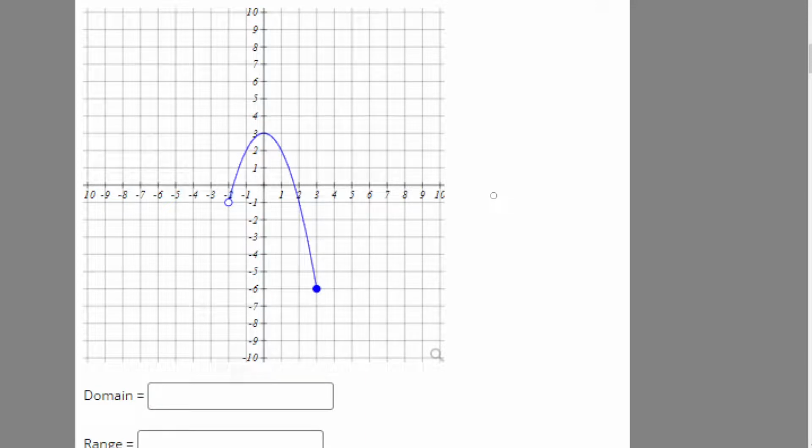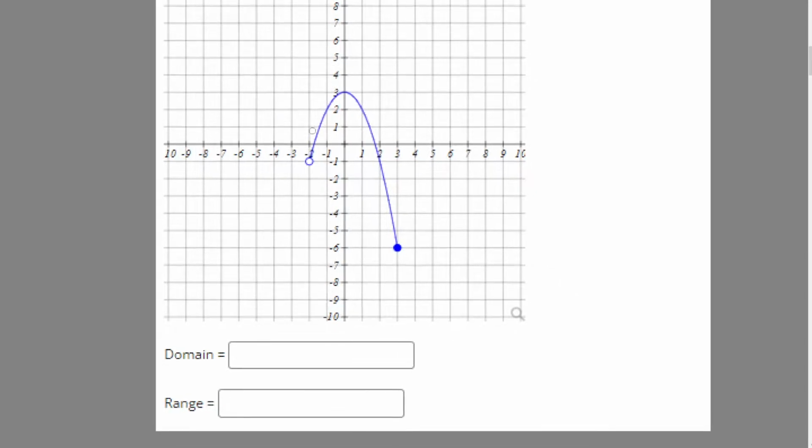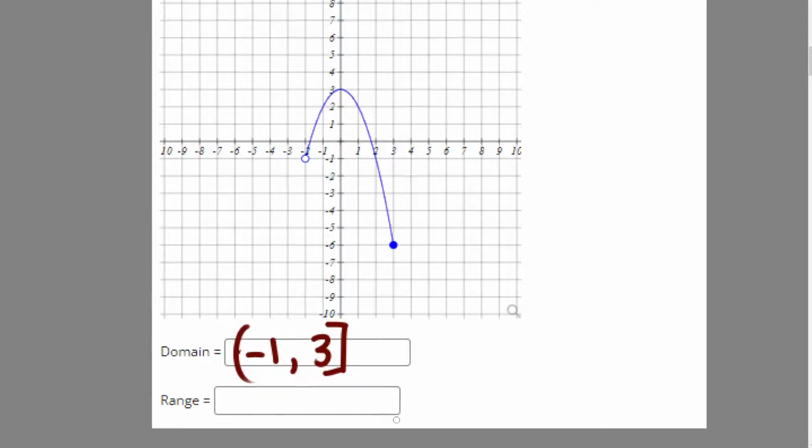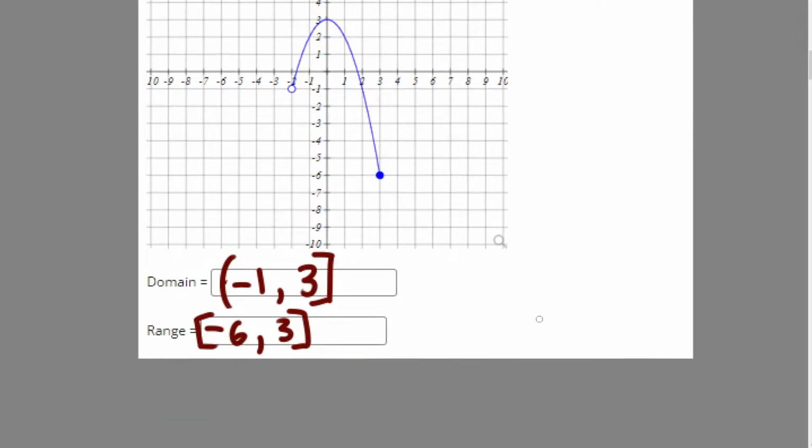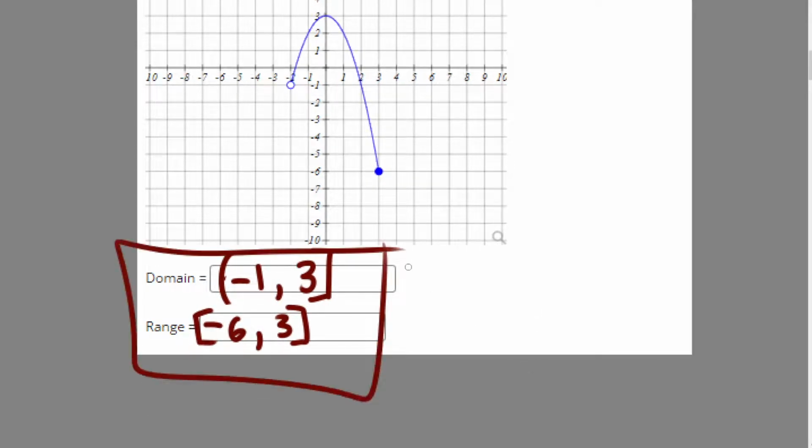Now this one is a little bit different. It's the same principles, but this time we have one open circle and one closed circle. So our domain, it looks like our graph starts at -1, and it is not included because there's an open circle there. And then it looks like it ends at +3, and it is included there, so we'll do a bracket. And then for the range, it looks like the lowest point is -6, and that's included, and the highest point is 3. And that's also included because there's no hole in our graph that shows otherwise. So this would be the answer for this problem.